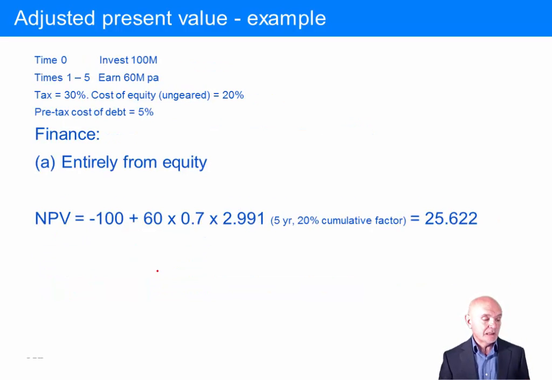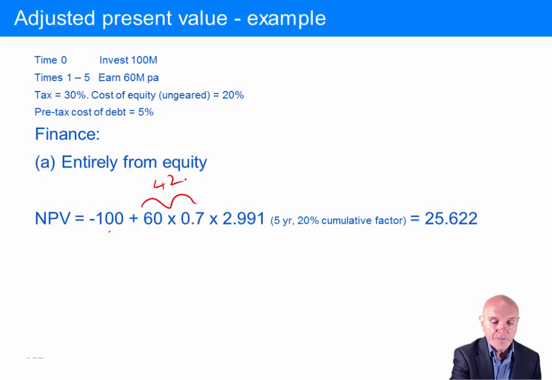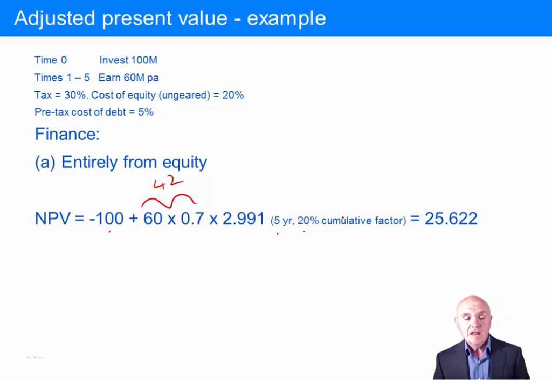Here we have the 100 million going out. We have the 42 million coming in, and this 2.991 is the 5-year 20% cumulative factor. You are given cumulative and single year discount factors in the exam, and this is the 5-year 20% cumulative factor. So here the net present value is 25.622. Of course you go for that project, there's no problem.